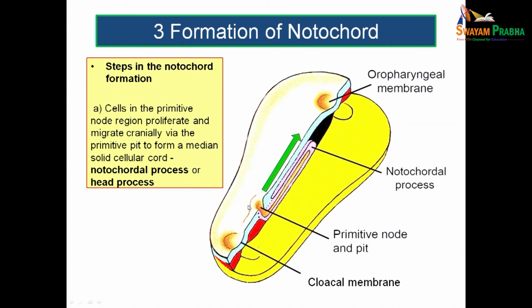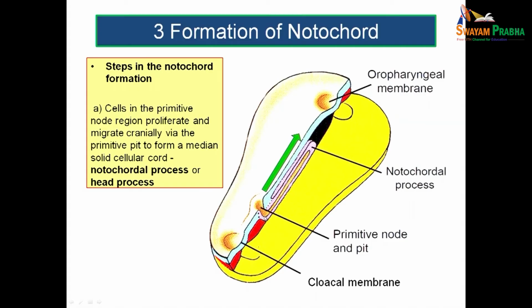Where is the primitive node here? This is the cephalic end, this is the caudal end. You have the primitive streak here, you have the primitive node here. So the cells in the primitive node region proliferate and migrate cranially. So this is the cranial direction. This is the cephalic end, right? So the cells from this primitive node migrate cranially via the primitive pit.